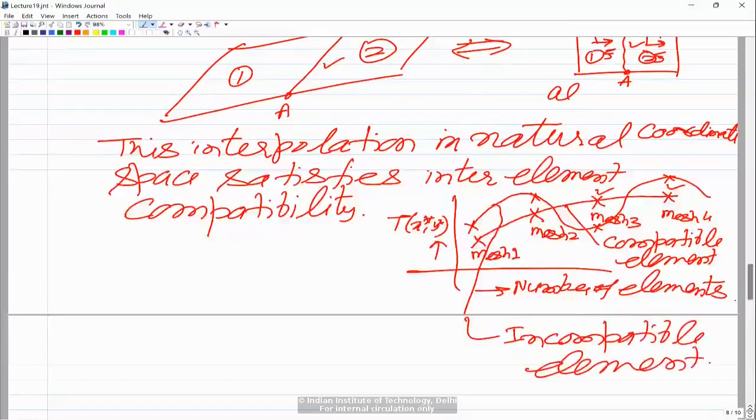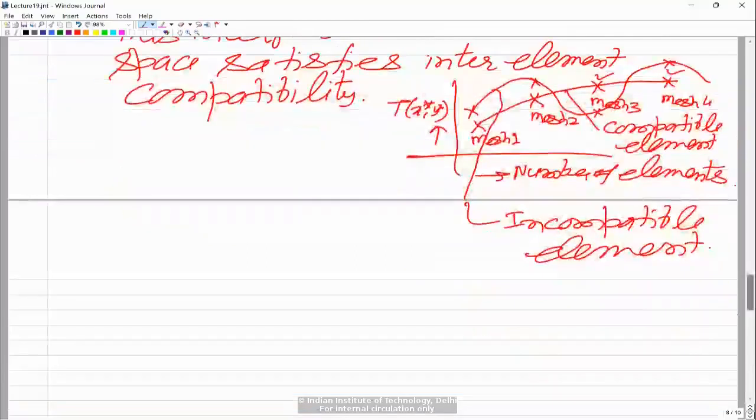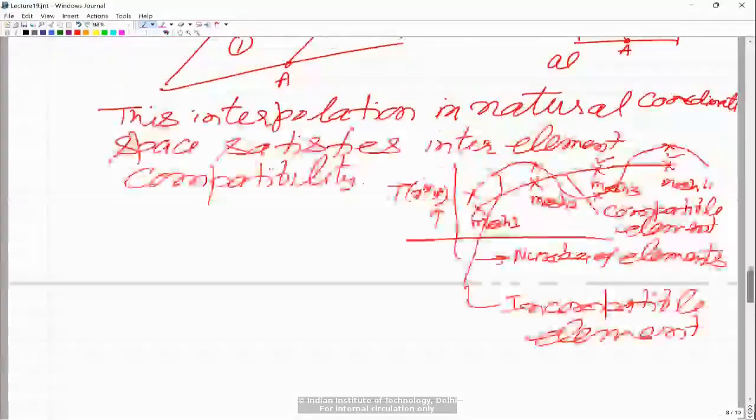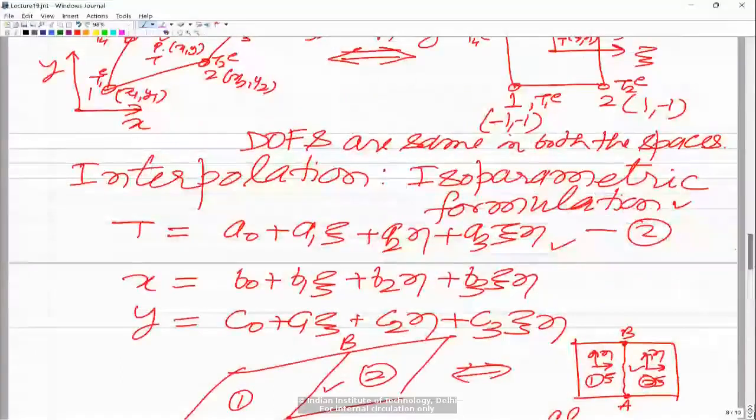Yeah, so now let us continue the formulation. So we have discussed the advantages of element formulated in natural coordinate space. So it can be arbitrary quadrilateral, but still it will satisfy the inter-element compatibility condition. I have used one more terminology here. So I just want to tell you that I said here isoparametric formulation.